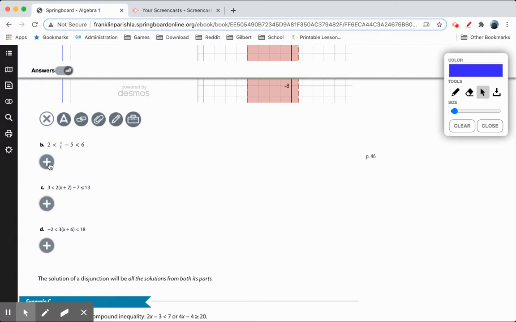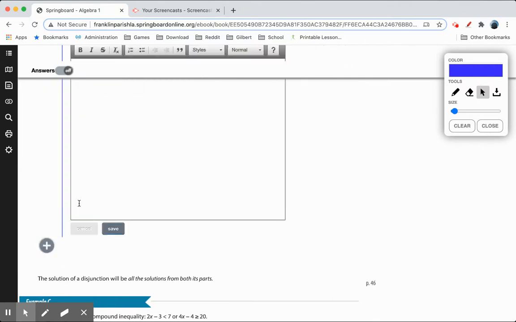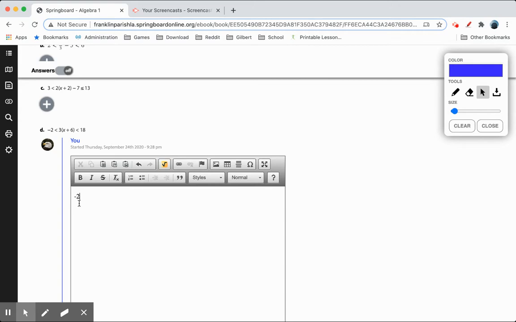Let's try one more. Let's do D. Break it down into our 2 pieces. 3 times x plus 6, and 3 times x plus 6 is less than 18. All right. So let's see. This first step, I would need to distribute. So 3x is less than 3x plus 18.